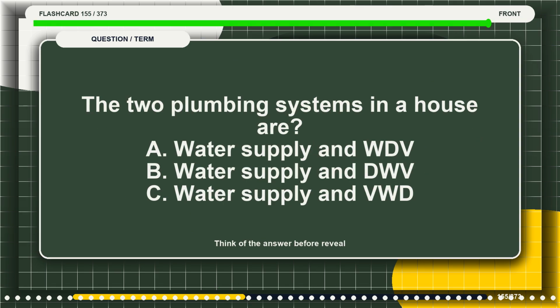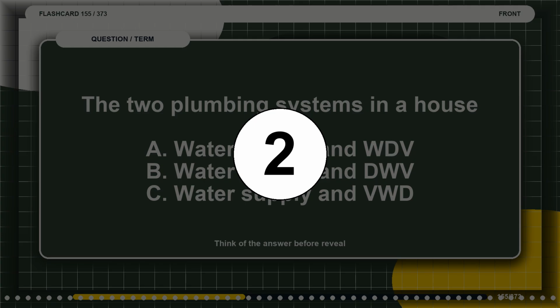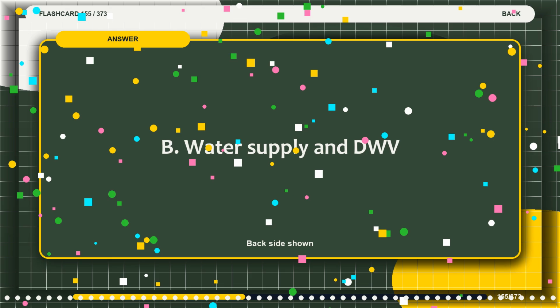Flashcard 155. The two plumbing systems in a house are A. Water supply and WDV. B. Water supply and DWV. C. Water supply and VWD. Think of the answer before the reveal. The answer is B. Water supply and DWV.